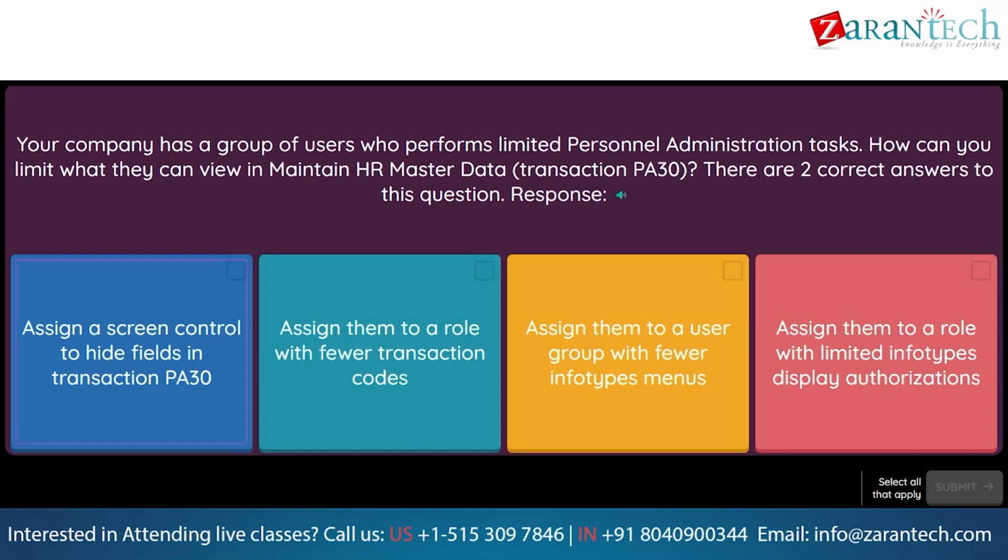Response: Option 1, assign a screen control to hide fields in transaction PA30. Option 2, assign them to a role with fewer transaction codes. Option 3, assign them to a user group with fewer info types menus. Option 4, assign them to a role with limited info types display authorizations.